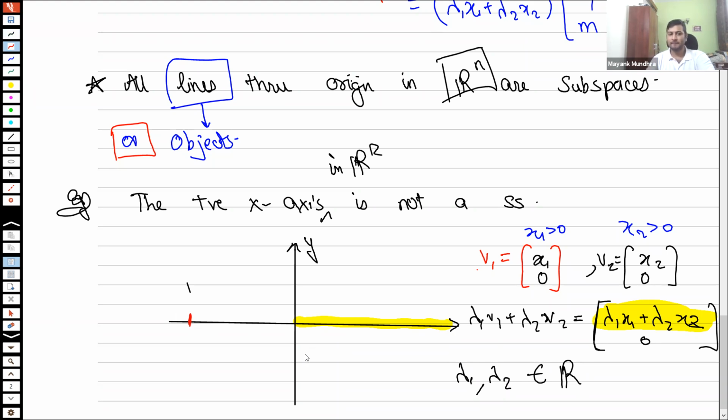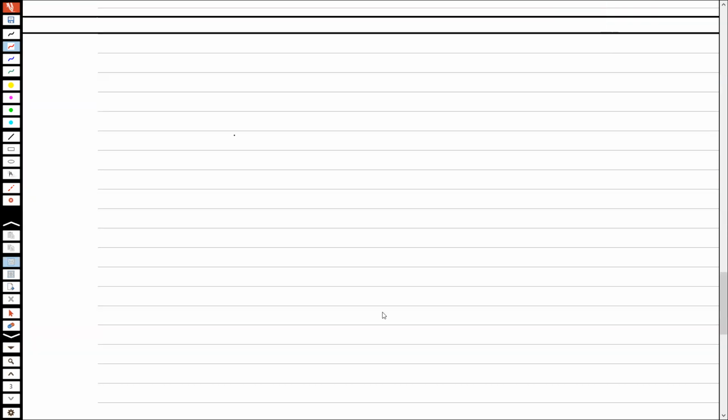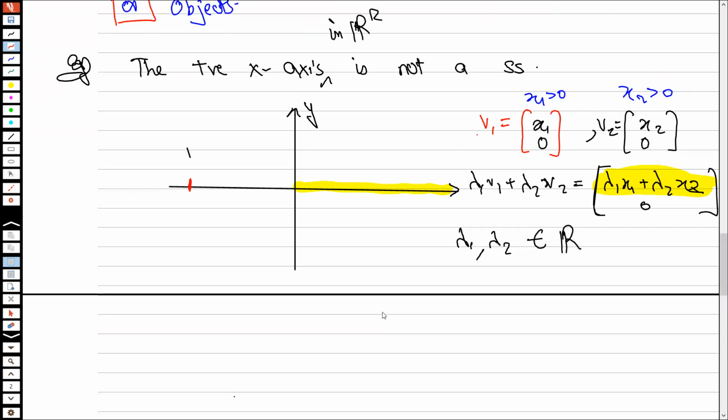Is this thing clear? Yes, sir. That just the positive part is not a subspace. The entire thing, when it is there, then it's a subspace. Okay.